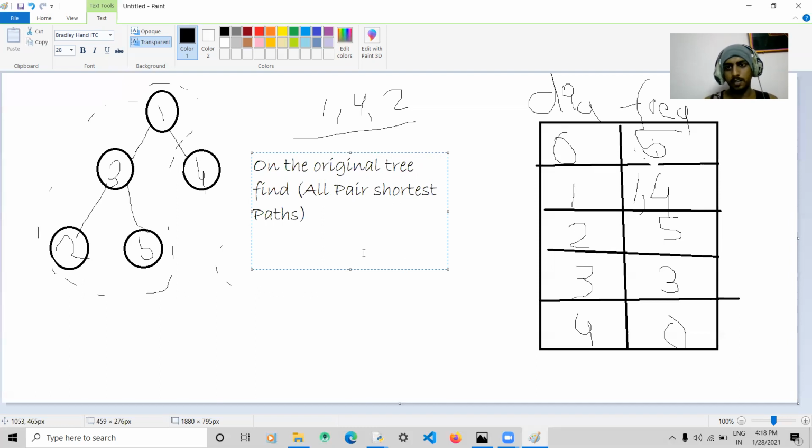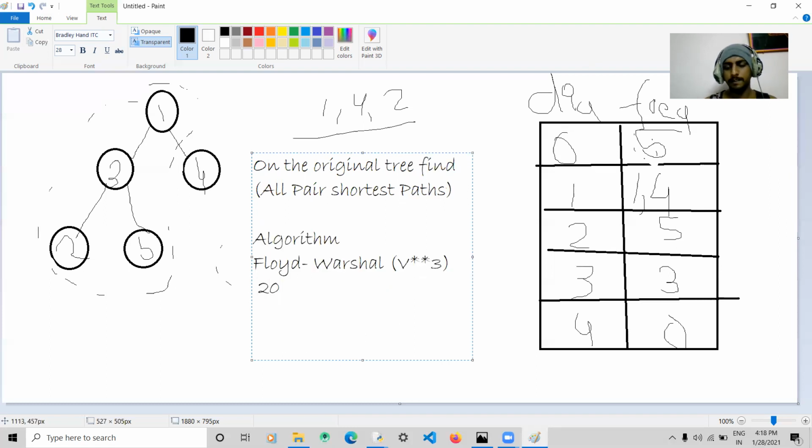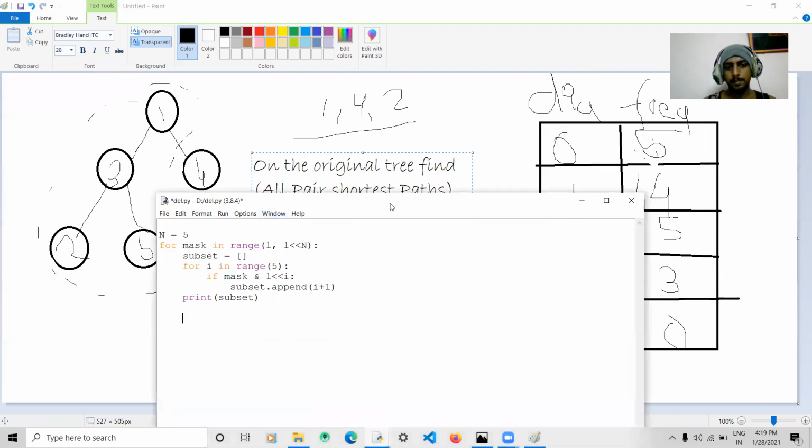There's an algorithm for this, which you can look up online, and which we will use. The algorithm is Floyd Warshall. Floyd Warshall works in V cube, and V is not very big, say 20. So 20 into 20 into 20. That's also workable. You only need to do one pre-computation. So let's start with that pre-computation.